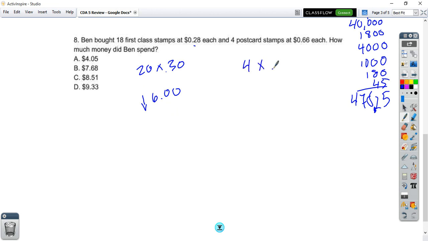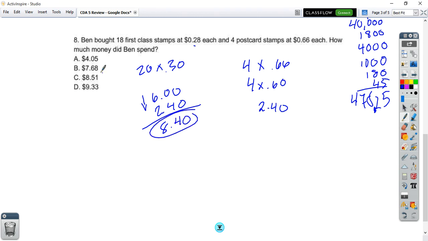And then I have 4 times 0.66. So let's round down. Since we rounded up over here, let's round down here to even it out. So 4 times 0.60. So that'd be 4 times 6 is $2.40. This would be $2.40. So I end up with $8.40. So I'm going to guess, based off of estimating, that my answer is C.